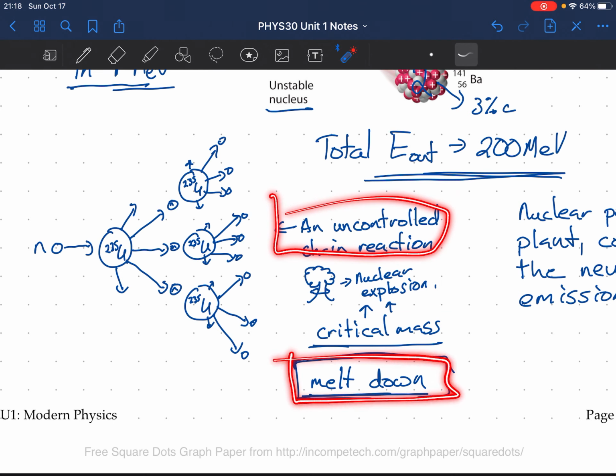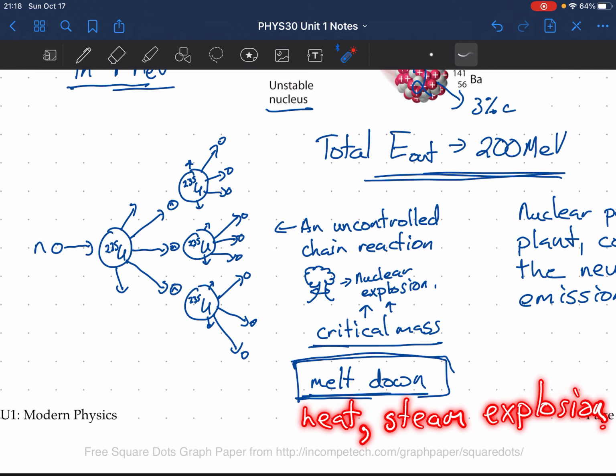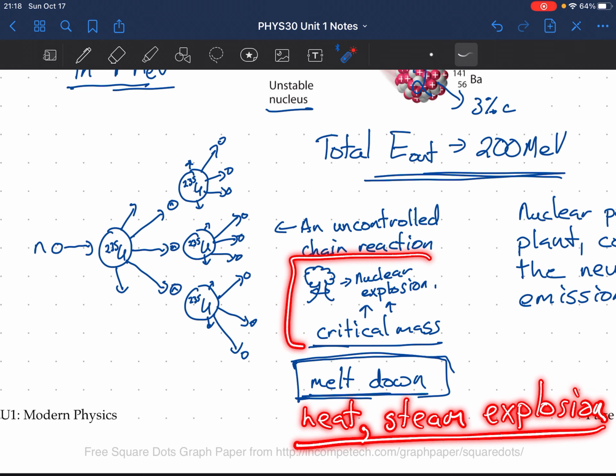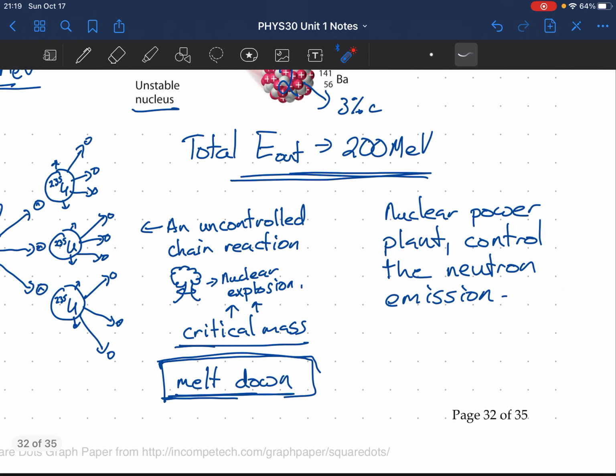You don't keep a critical mass of U-235 in there. So they got an uncontrolled chain reaction, which led to a meltdown. That meltdown led to a whole bunch of heat. That heat caused a steam explosion. So the explosion in Chernobyl was not a nuclear explosion caused by a critical mass of uranium. It was a meltdown which caused an excess amount of heat. That excess amount of heat caused a bunch of water to turn into steam really quickly. That water turning into steam really quickly was the explosion.